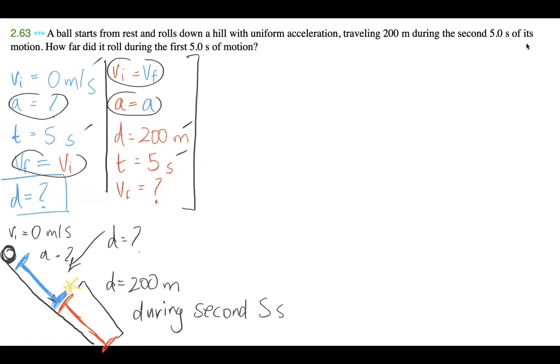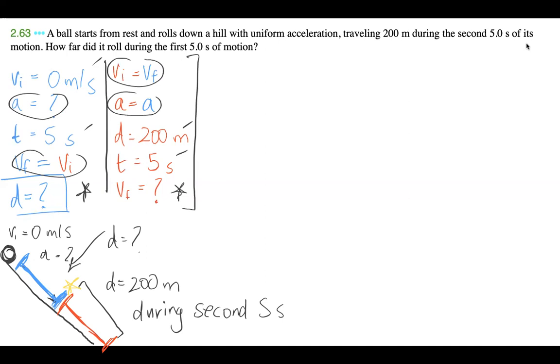So because we have two sets of information, we can make an equation from this information, and we can make an equation from this information. What we have is we can create a system of two equations, two unknowns, right?